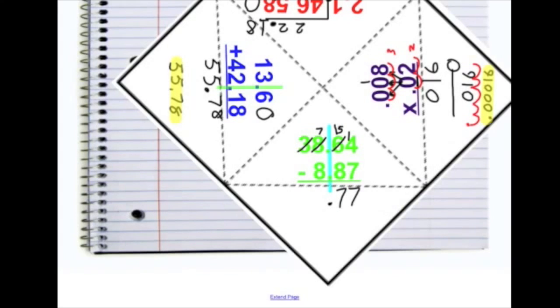7 minus 8 is impossible, I borrow from my 3. 17 minus 8 is 9. 2 minus 0 is 2. So my final answer is 29 and 77 hundredths.